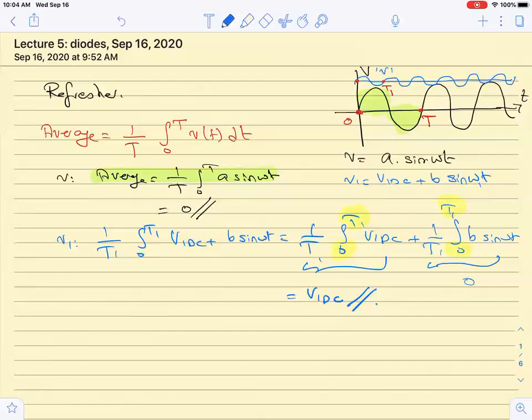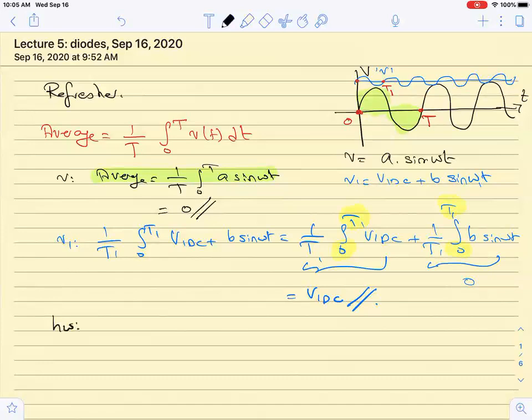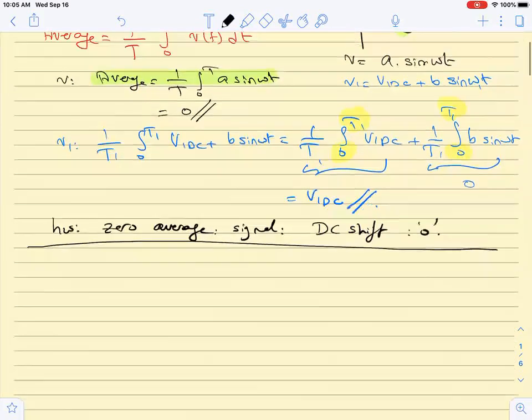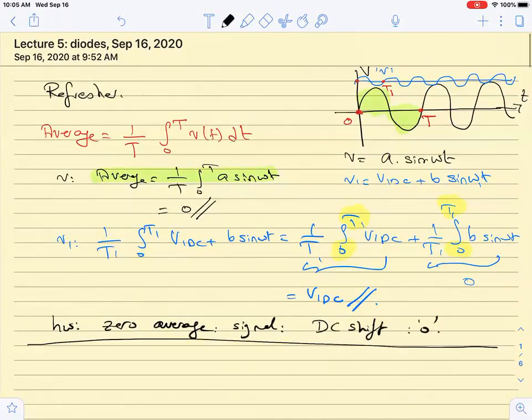So in the homework, what I wanted to come to is that we tell you we have a signal with zero average. What does a signal with zero average mean? What is its DC shift? Zero. So we mean that the DC shift is zero for the signal. Does anybody have questions on these things, or can you remember them, right? Anybody has questions? Yes.